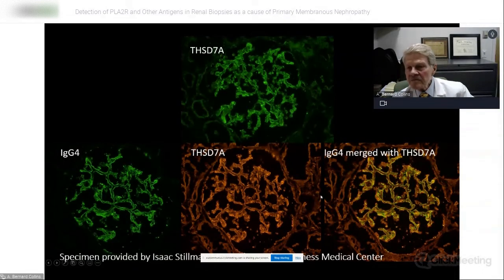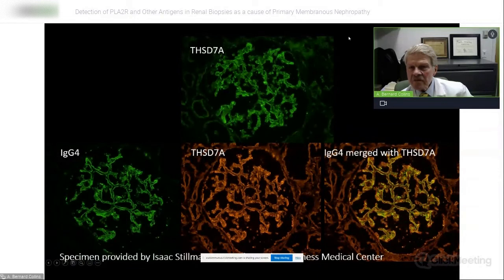This is a case from Beth Israel Hospital in Boston, Dr. Isaac Stuhlman, who is a friend and colleague. We had tested this patient because, as I mentioned earlier, we do reference testing for other hospitals in the Boston area and outside of Massachusetts. We had tested this patient for THSD7A. It had a very high titer. I called Isaac and asked, is there any possibility that you might have frozen tissue in this case? And he said, I will check. And lo and behold, he had some, which was really great news.